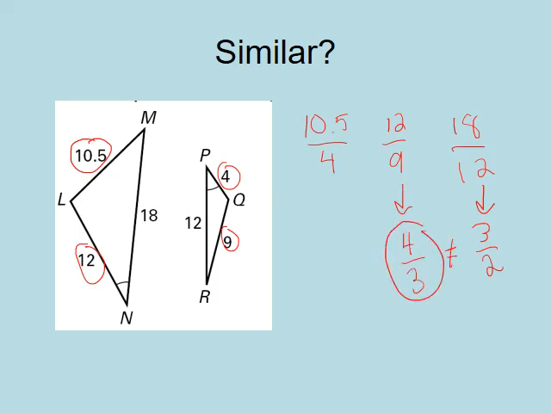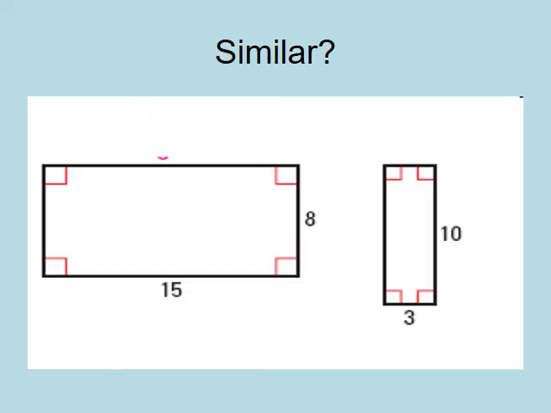4/3 is not the same thing as 3/2. So this figure is not similar. It would have been similar had we gotten the same ratio between all the relationships of the three sides. So you don't have to write this in your notes, but let's see if these two rectangles are similar.